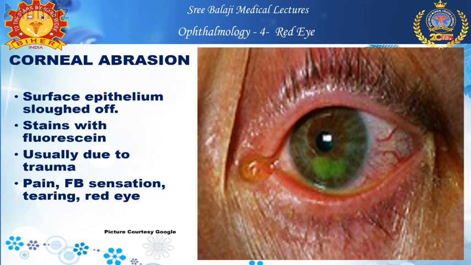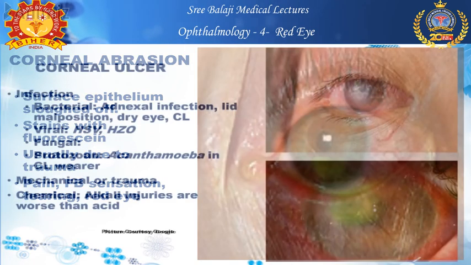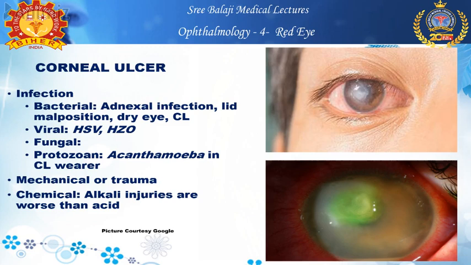Corneal abrasions can lead on to corneal ulcer if left untreated. Corneal ulcer is basically because of infection to the cornea. It could be bacterial infection, viral infection, fungal infection, and protozoal infection caused by acanthamoeba, mostly in case of contact lens wear. Mechanical injuries and chemical injuries can also cause corneal ulcer. Alkali injuries are worse than acid injuries.